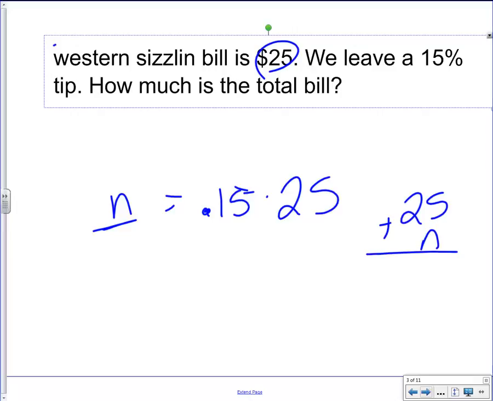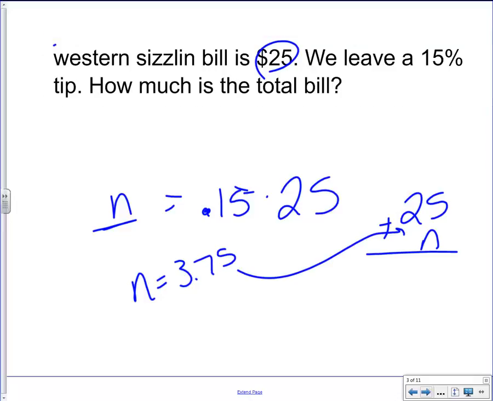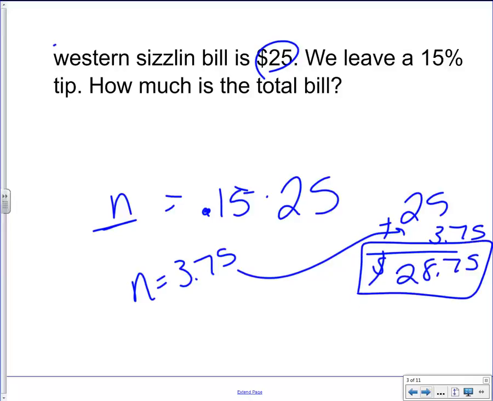So in my calculator, I multiply 0.15 times the $25 bill, and I find that N is $3.75. $3.75 gets added to my $25, so that's where my N is. It's the tip. And so when I add, I end up with $28.75 as my total bill.